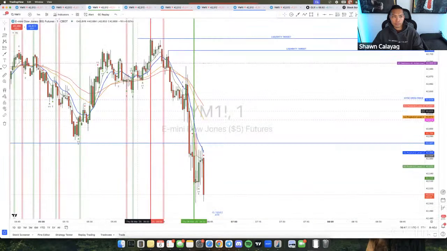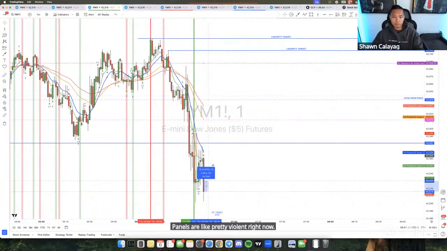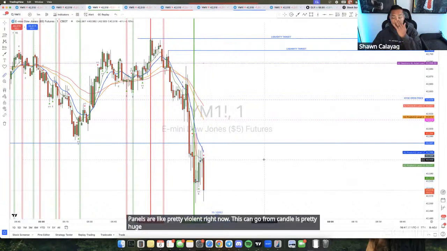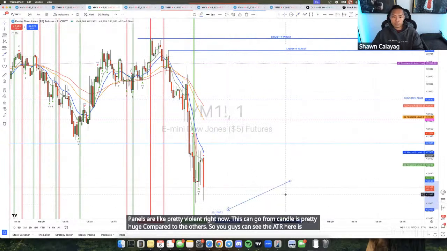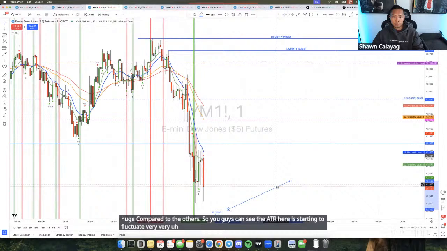Candles are pretty violent right now. This engulfing candle is pretty huge compared to the others. You guys can see the ATR here is starting to fluctuate very, very often. It was currently at 30, then it went down to 28, then down to 26, and it jumped right back to 35.